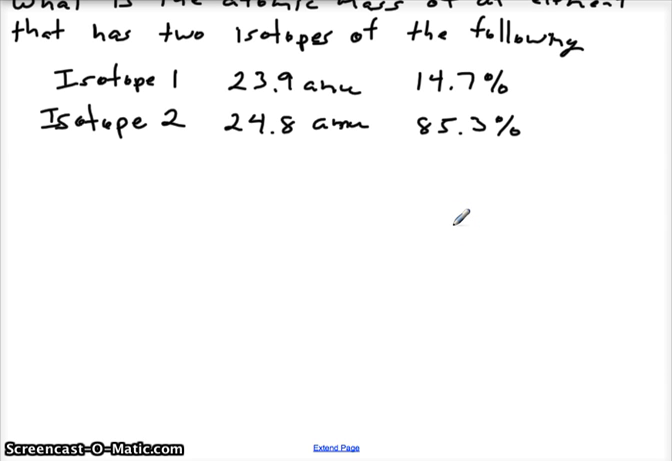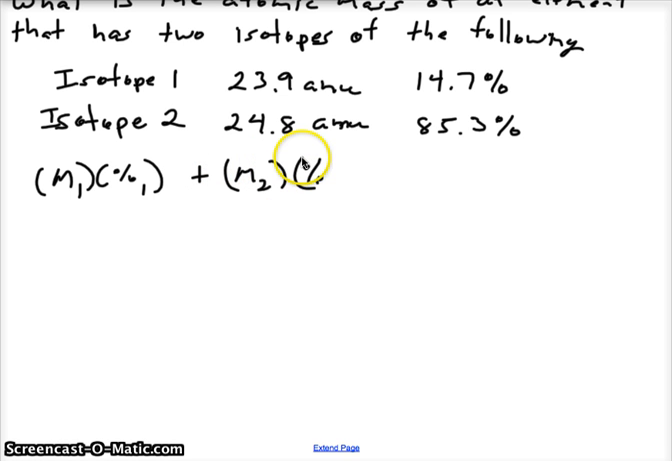This looks like it's cut off at the top here. It says, what is the atomic mass of an element that has 2 isotopes of the following composition? Isotope 1 has a mass of 23.9 AMUs, and that's 14.7%. Isotope 2 has a mass of 24.8 AMUs, and that's 85.3% of the isotopes. And so we'll use our little equation that we produced: mass of 1 times percent of 1 plus mass of 2 times percent of 2 will equal our atomic mass.